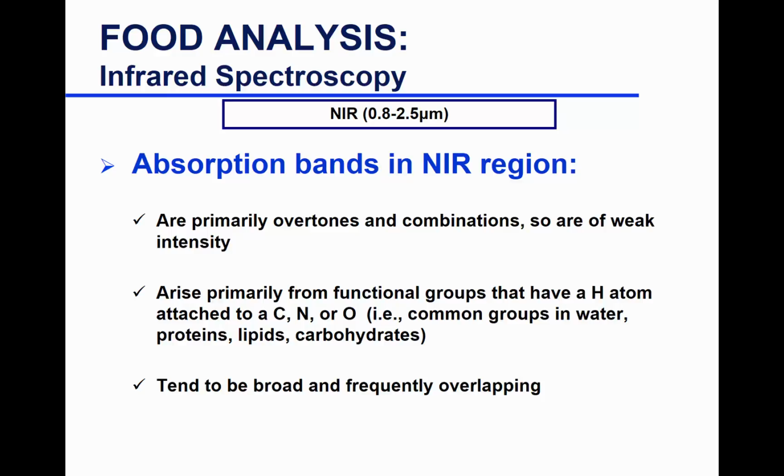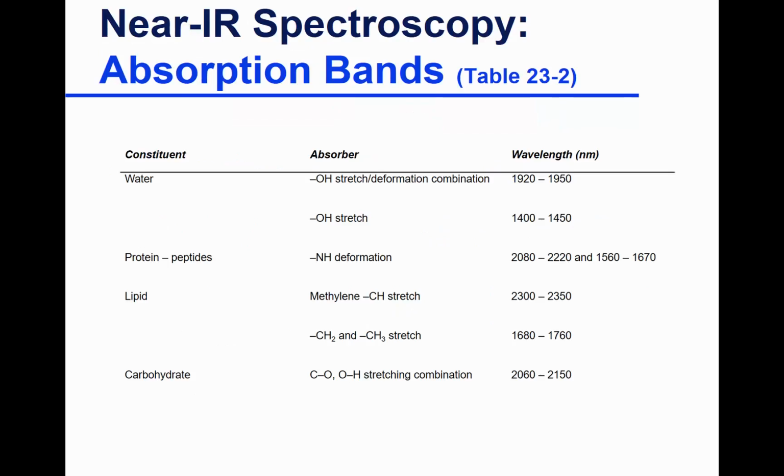And the detection is based on functional groups that have a hydrogen atom. The hydrogen atom will be linked to either carbon, nitrogen, or oxygen. So either OH in water, NH in protein, CH in lipids, OH in carbohydrate as well, and CH in carbohydrate. So these different components will have absorption of different functional groups. All of them are the ones that are attached to a hydrogen, and that would be the wavelength at which they absorb.